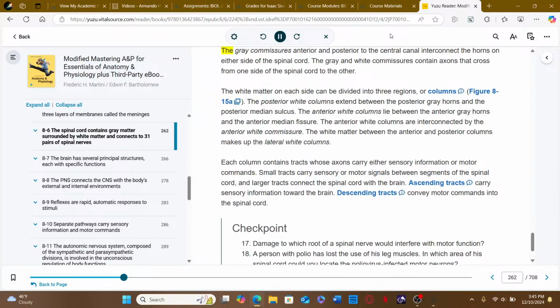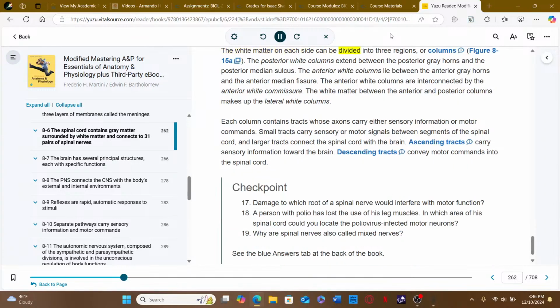The gray commissures anterior and posterior to the central canal interconnect the horns on either side of the spinal cord. The gray and white commissures contain axons that cross from one side of the spinal cord to the other. The white matter on each side can be divided into 3 regions, or columns, Figure 8-15a. The posterior white columns extend between the posterior gray horns and the posterior median sulcus. The anterior white columns lie between the anterior gray horns and the anterior median fissure. The anterior white columns are interconnected by the anterior white commissure. The white matter between the anterior and posterior columns makes up the lateral white columns.